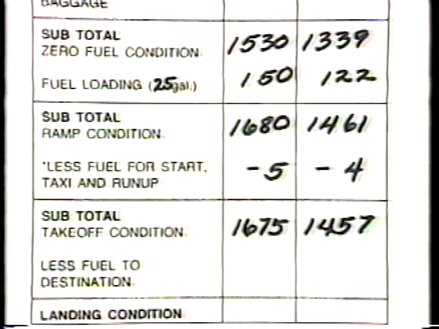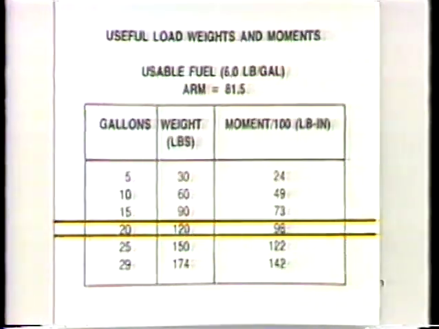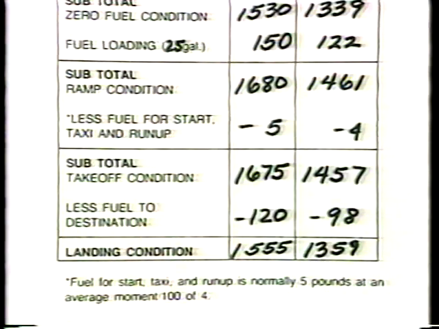Then, subtotal to find the takeoff condition. Now assume you will burn 20 gallons or 120 pounds of fuel on your trip. The moment from the fuel table is 98. Both weight and moment are subtracted from the takeoff condition. This gives you the landing condition of 1,555 pounds, whose moment is 1,359.